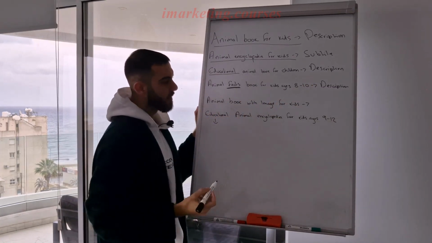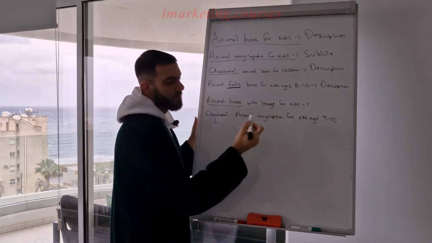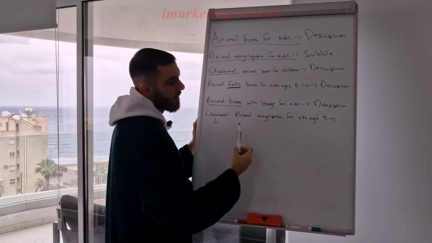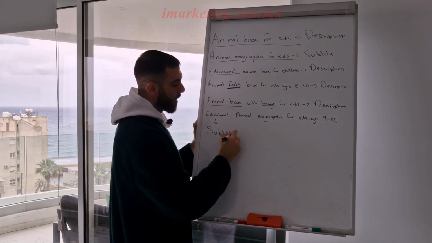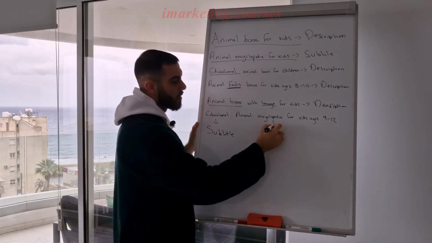Animal book with images for kids. That's a very broad keyword because it can be any animal book and any images. So I'm going to add that to the description as well. And finally, educational animal encyclopedia for kids ages 9 to 12. This can actually be in my subtitle if I would like my subtitle to be this keyword. But if I don't want it to be my subtitle, I can also add it to the description.